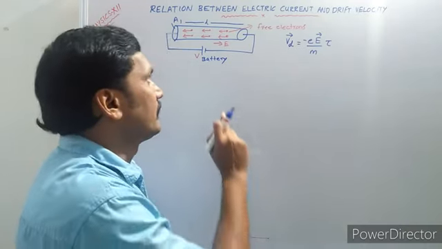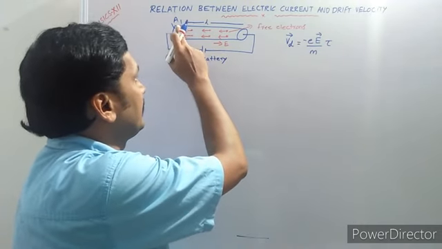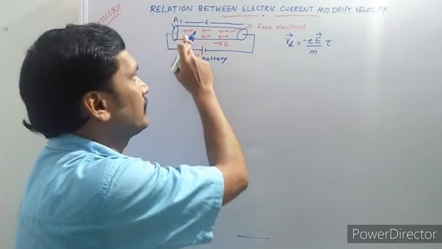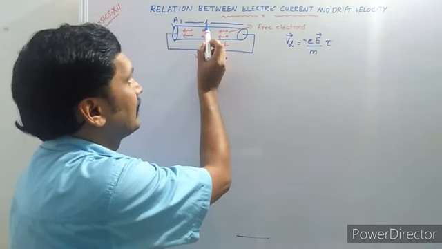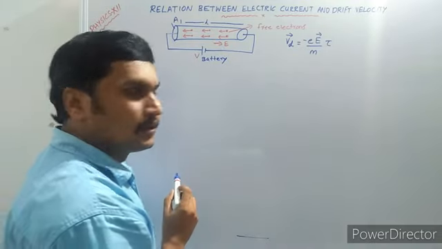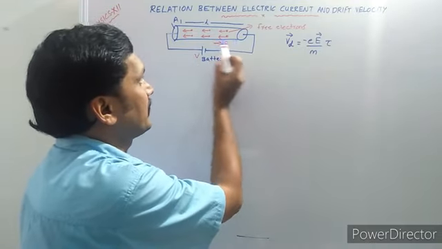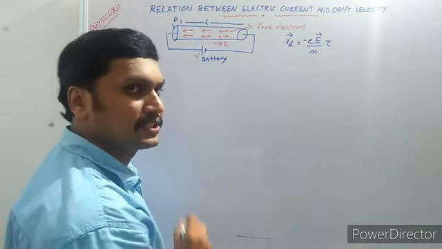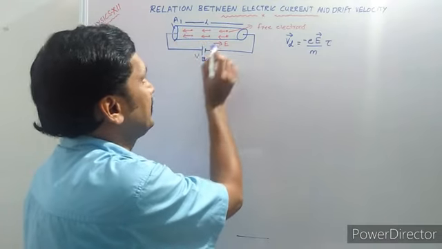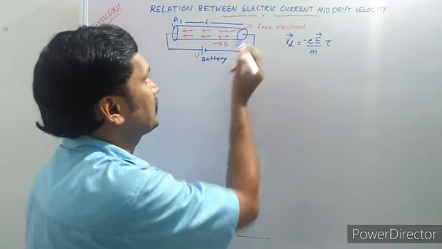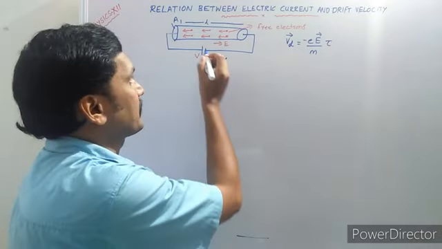For that, here we have a conductor of length L and area of cross section A. With the help of a battery, we are applying a potential difference V between the ends of the conductor.